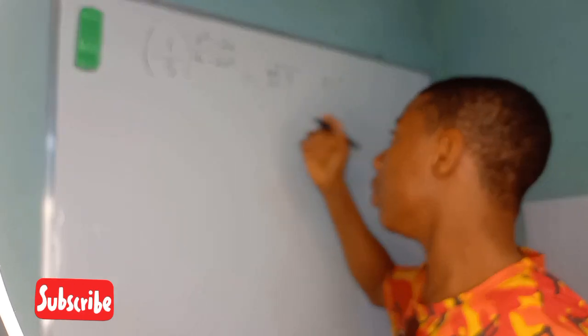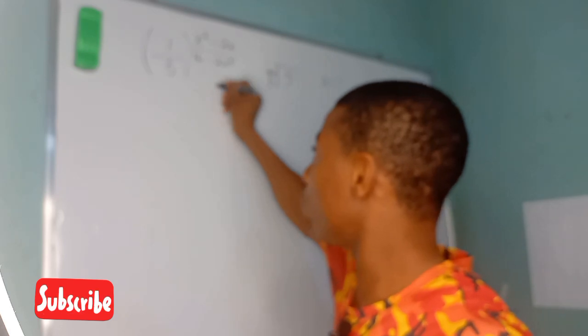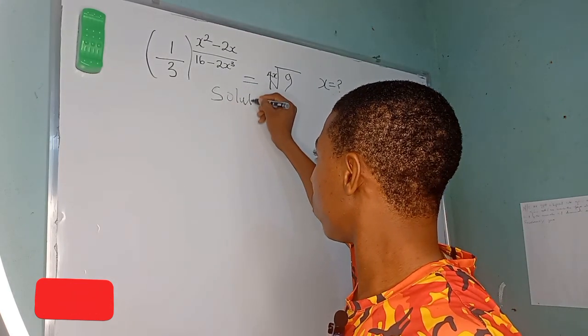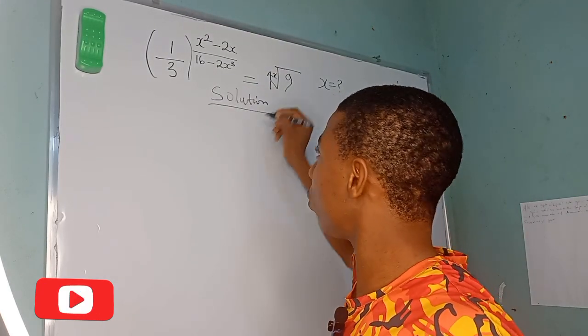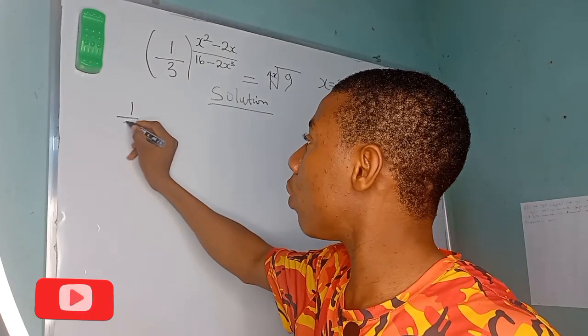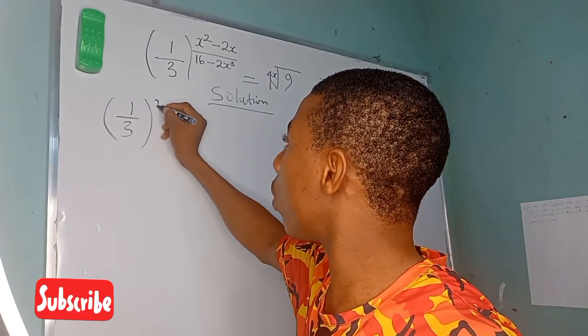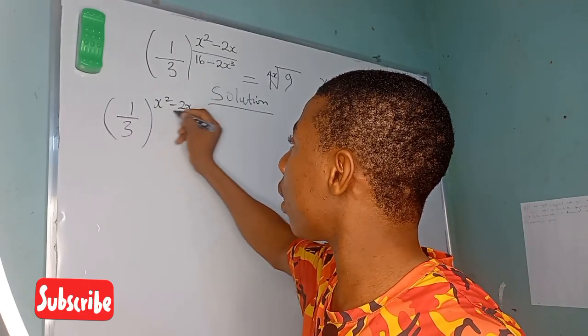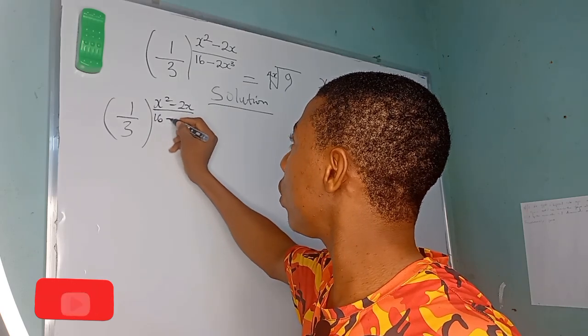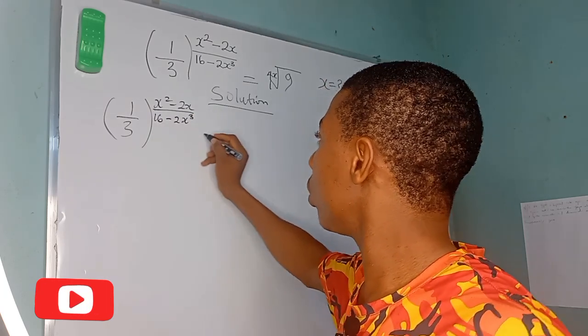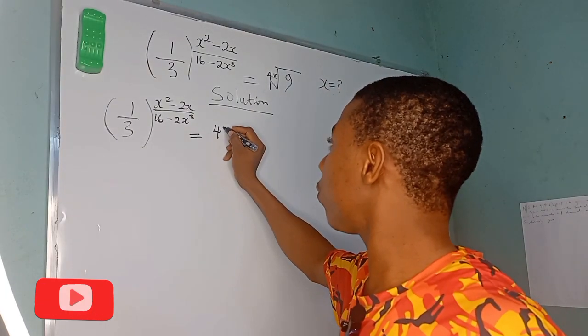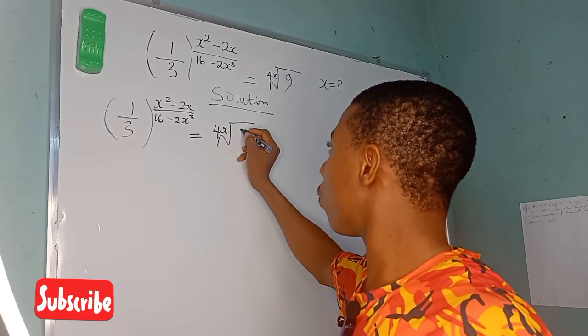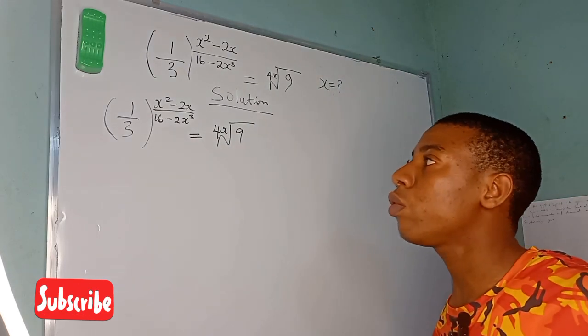Let's start with the solution. We have (1/3) all raised to the power (x squared minus 2x) all over (16 minus 2x cubed) equals the 4x-th root of 9. So how do we solve this?